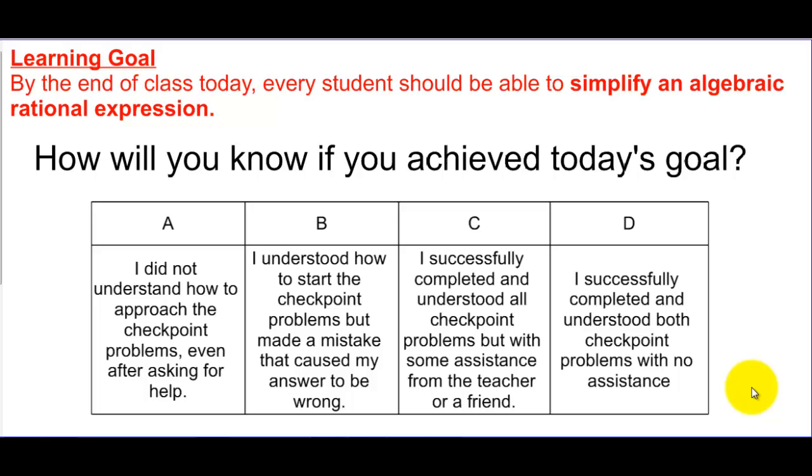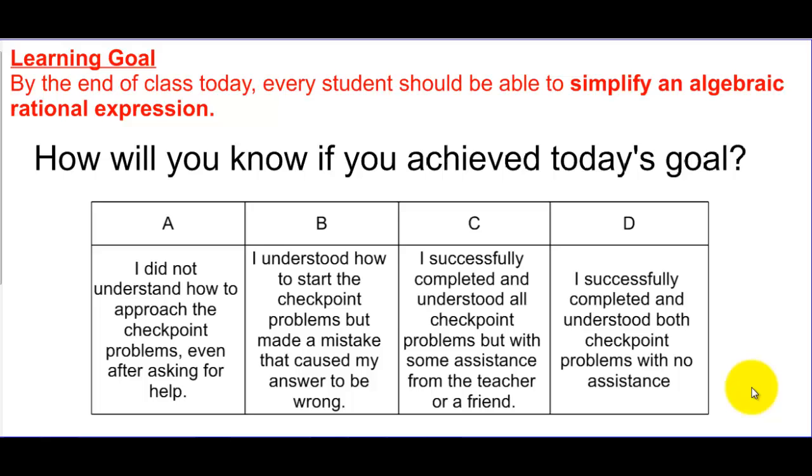So by the end of this video and a couple of the videos that follow, you should get a good grasp on this. And there's a rubric attached here so you can get a really good idea about what you should be able to do once you're finished watching these videos. So when you come to class, there will be some checkpoint questions, and you can pause the video and read these 4 stages that you should be at. And what we're trying to get you to is that D level where it says that you can successfully complete all the checkpoint problems with no assistance. You don't have to ask a friend. You don't have to ask me. So that's where we're trying to get to.